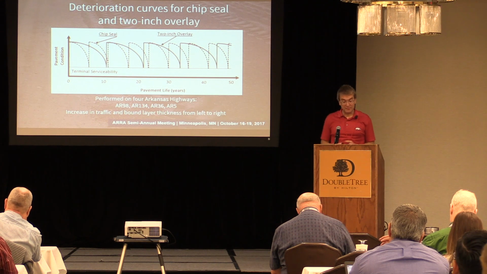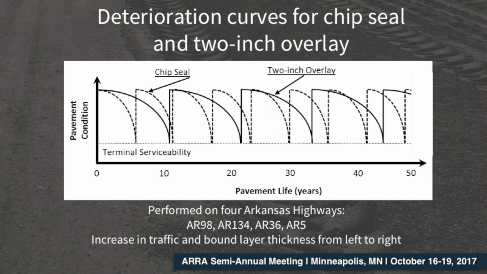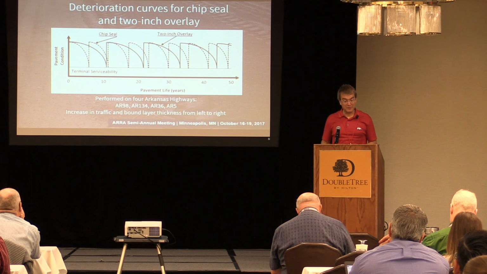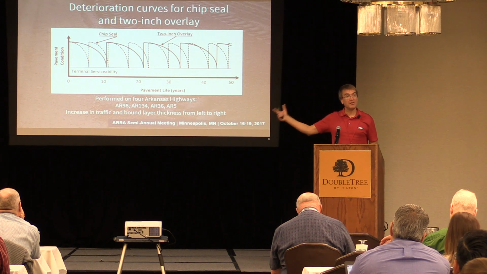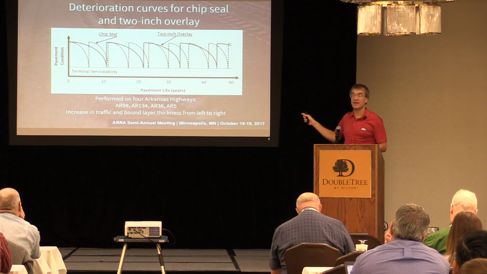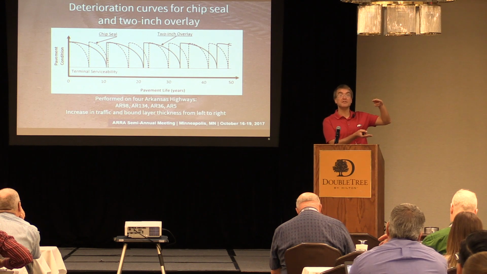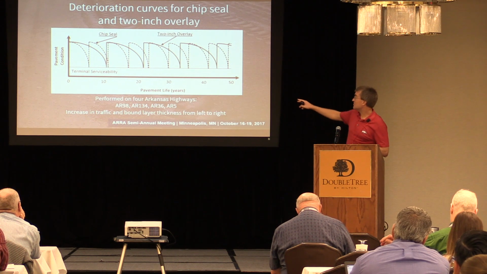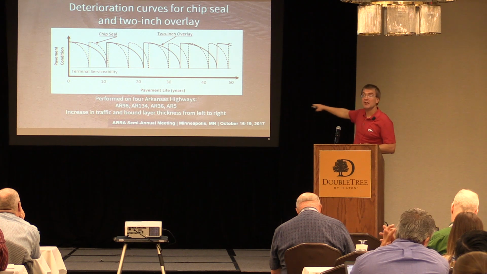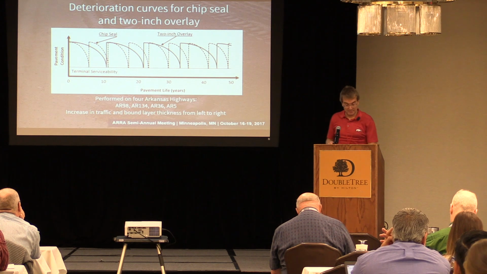So we did our life cycle cost analysis on 4 different highways: Arkansas 98, 134, 36, and 5. So these are 4 state highways across the state of Arkansas. And if you're reading from the left to the right, you have an increase in traffic moving from the left to the right. So Arkansas 98 had the lowest traffic, Arkansas 5 had the highest traffic, and the existing pavement structure thickness of bound material is also increasing. So the thinnest roads were on the left, Arkansas 98, and the thickest road was on the right, Arkansas 5.